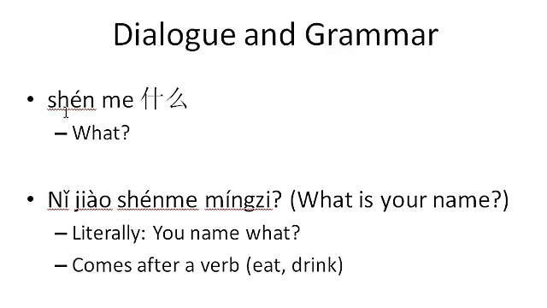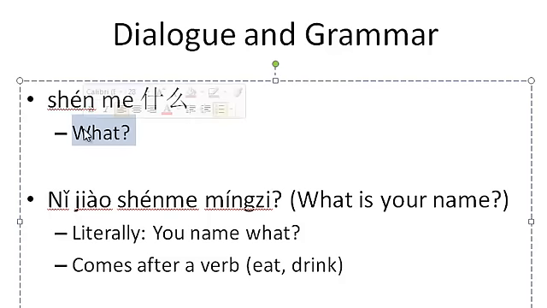Shenma is what. It's used to ask the what question. So here we see in our dialogue, 你叫什么名字? What is your name? Now just notice the word order is different in Chinese because in English we place the what in the beginning of our sentence. The Chinese place it in the middle. So literally, you called what name? Translated, it's what is your name? 你叫什么名字?